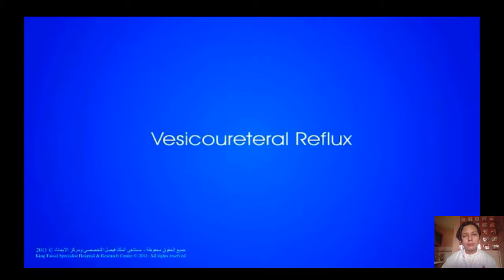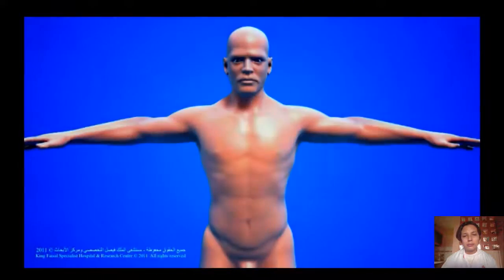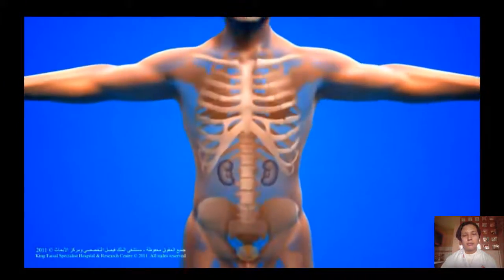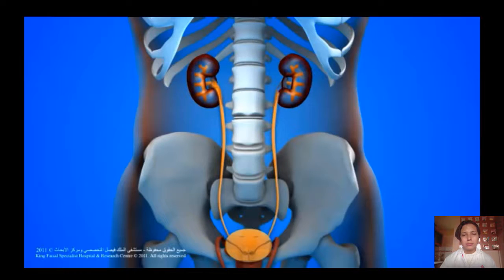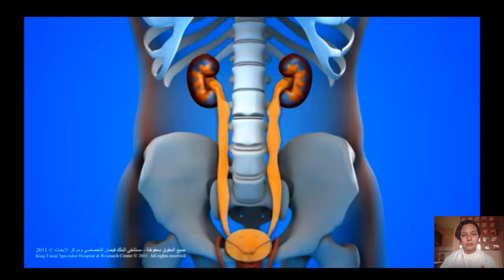Vesicoureteral reflux. Vesicoureteral reflux is a condition where urine flows backwards from the bladder to the kidneys through one or both ureters. Grade 1, urine flows back into the ureter only. Grade 2, urine flows back into the ureter and renal pelvis. Grade 3, the ureter and pelvis appear mildly dilated. Grade 4, the ureter and pelvis appear moderately dilated. Grade 5, the pelvis is severely dilated and the ureter appears damaged.